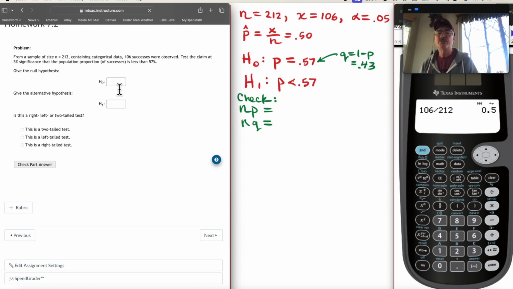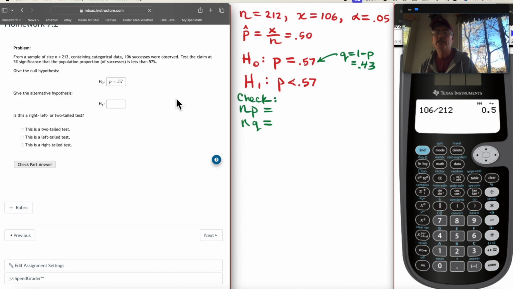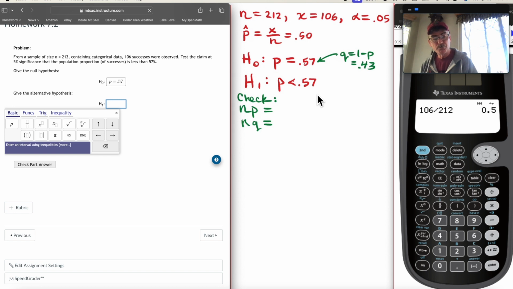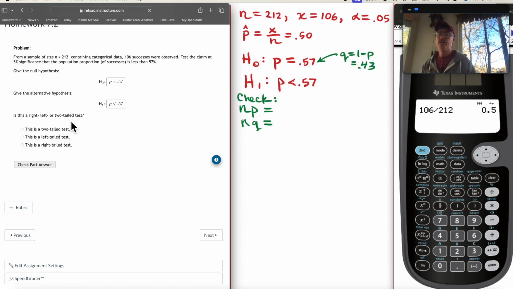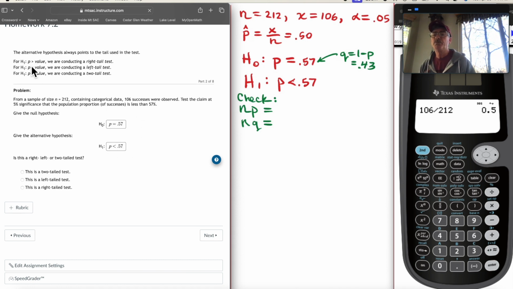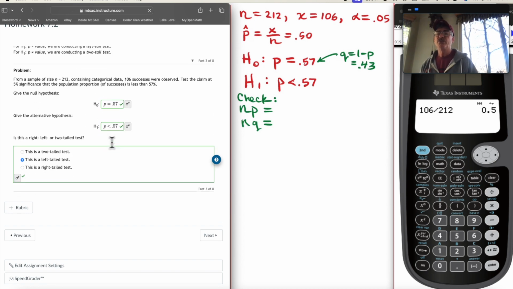Okay, and then let's go ahead and just put in what we've got here. So the null hypothesis should say P equals 0.57. I'll just type that in. And the alternative should be P is less than 0.57. Okay, and then because this points to the left, we know that when it points to the left, we're doing a left tail test. So we'll go ahead and say here that this is a left tail test, and we'll check the answer. So everything looks good so far.